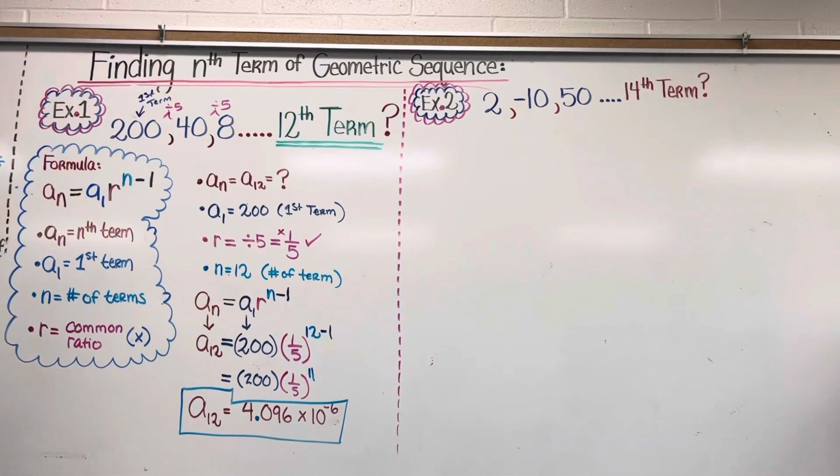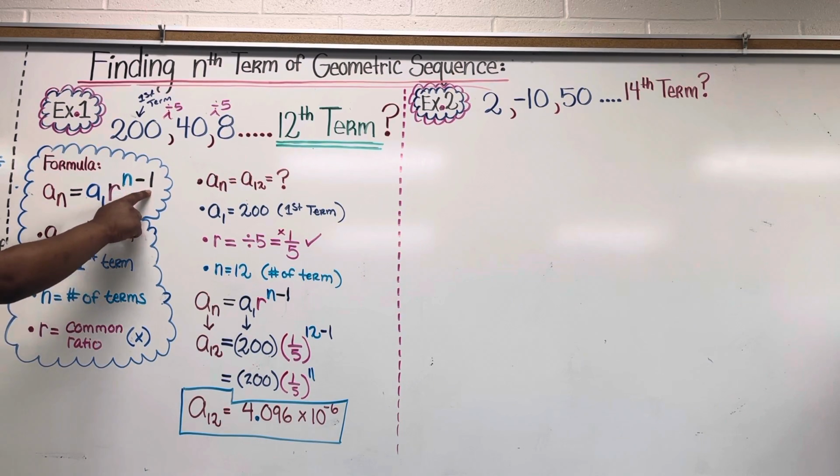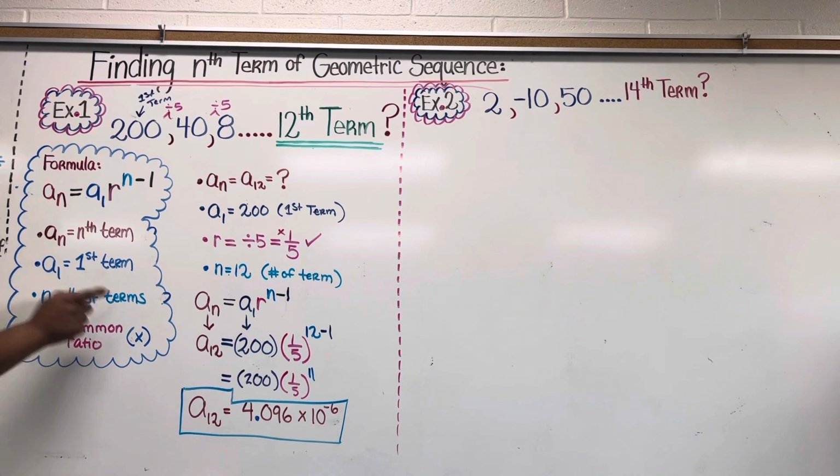Now, once again, we know that the formula to finding out the nth term of a geometric sequence is an, which represents the nth term, in this case the 14th term, equals a1, the first term, times r, the common ratio, to the n minus 1 power. And n represents the number of total terms. So let's go ahead and get started.